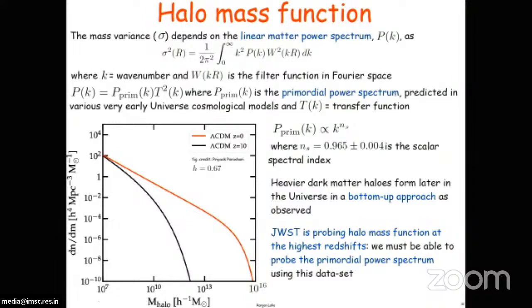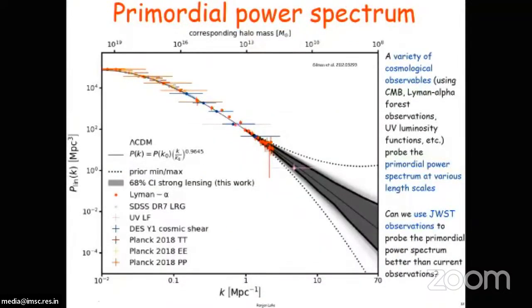Can we use this to do cosmology? That was the point, to at least probe the primordial power spectrum. The primordial power spectrum has been probed by various observables. This is the latest compilation that we came across. On the x-axis is the inverse of the length scale you are probing, which corresponds to some halo mass, and this is the linear power spectrum. This line is what is predicted from CMB observables: you take the CMB observables and extrapolate to high values of k.